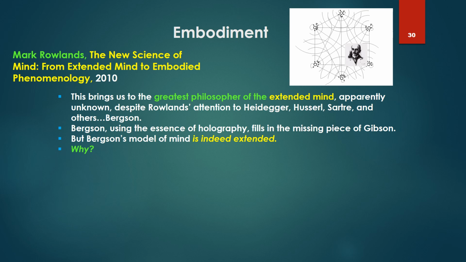So this brings us back again to the greatest philosopher of the extended mind, apparently unknown, despite Rowlands' attention to Heidegger, to Husserl, to Sartre, and many others. Bergson, as usual, is apparently non-existent, or hiding in his holographic field. But Bergson, using the essence of holography, fills in the missing piece of Gibson. And Bergson's model is indeed extended.